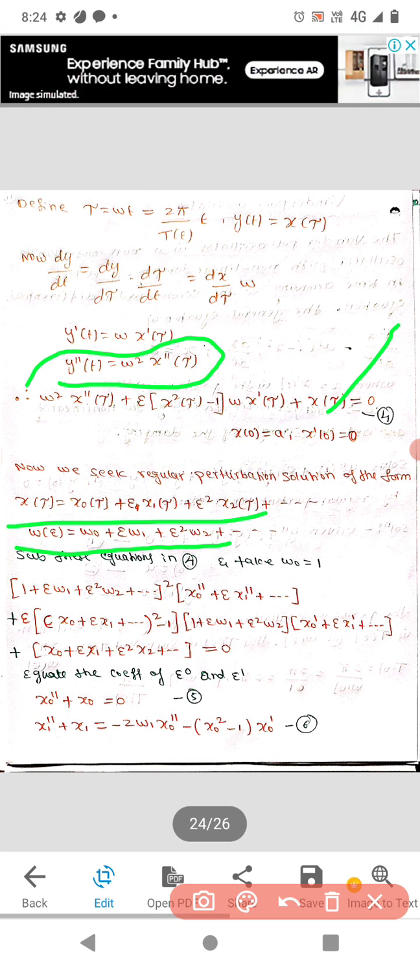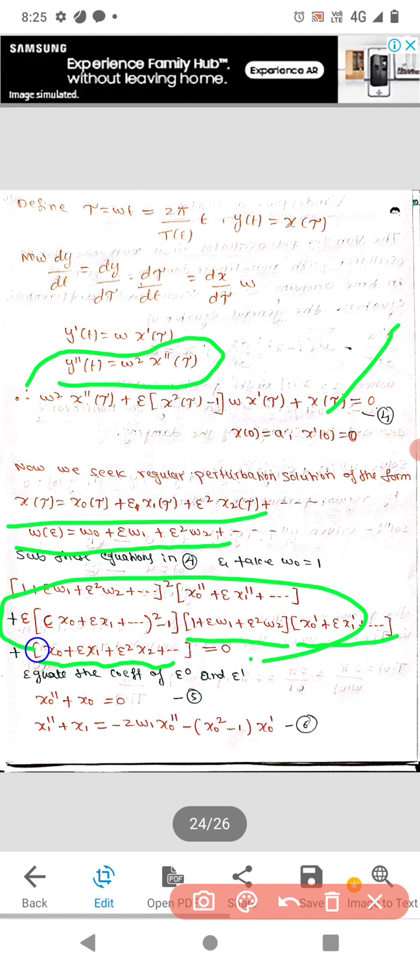Now substitute into equation 4 and take omega naught equal to 1. Let us see what happens. We get (1 plus epsilon omega 1 plus epsilon squared omega 2 plus and so on) whole squared into (x naught double dash plus epsilon x1 double dash plus and so on) plus epsilon into (x naught plus epsilon x1 plus and so on) whole squared minus 1, into (1 plus epsilon omega 1 plus epsilon squared omega 2) into (x naught dash plus epsilon x1 dash plus and so on) plus x naught plus epsilon x1 plus epsilon squared x2 plus and so on is equal to 0.